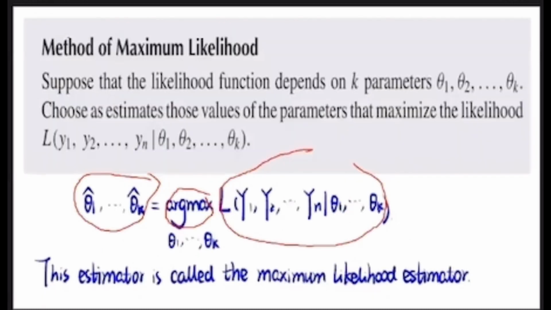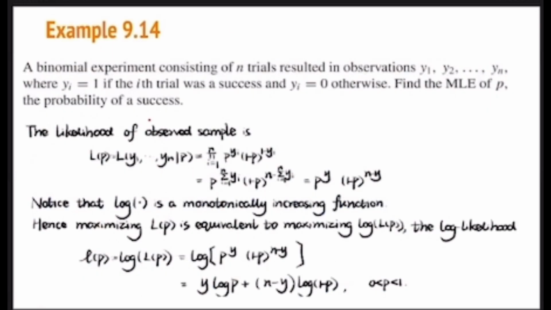Take a look at this example. A binomial experiment consisting of n trials resulted in an observation; find the MLE of P. We don't want to go by table. We want to go by using the idea in mathematics. The very first thing, like I said, for Bernoulli, this is the distribution for Bernoulli, right? Then I want to get the likelihood. Now, finally, this is the likelihood.